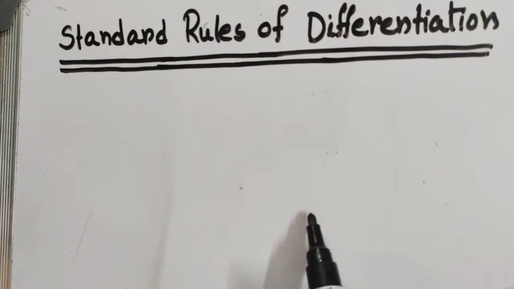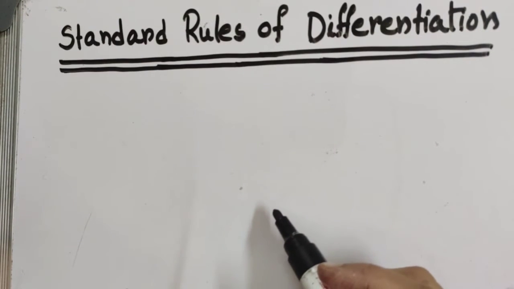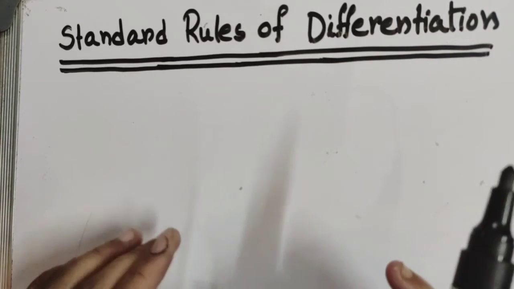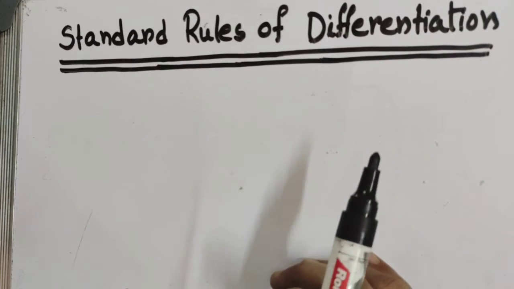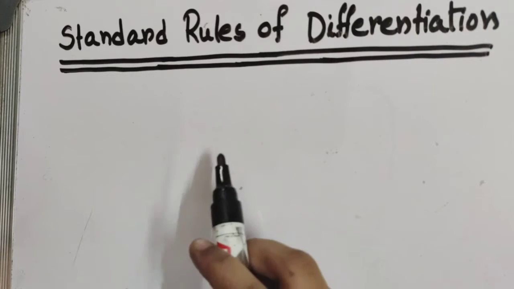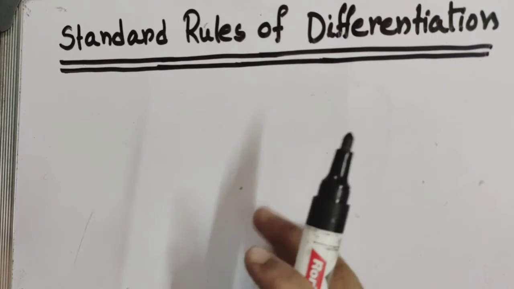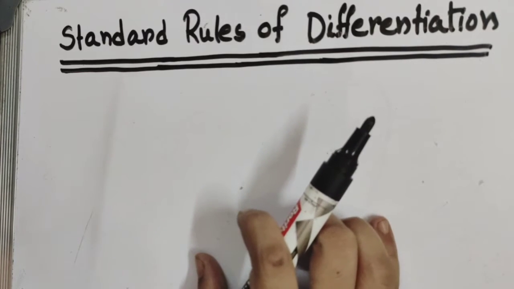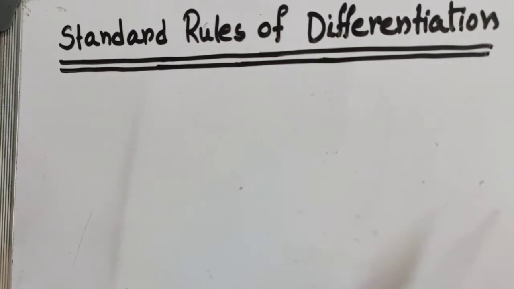Today I will discuss another new topic, that is standard rules of differentiation, and the total differentiation chapter depends on this topic, the standard rules of differentiation, and some rules that I will teach you in the next video. In the previous video I already discussed the definition of differentiation and the fundamental rules of differentiation. Though you read all those things in class 11, I think that before starting a chapter I should recapitulate the old things. So let's start the standard rules of differentiation.